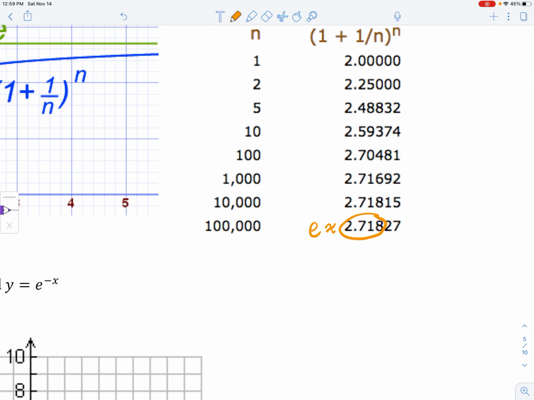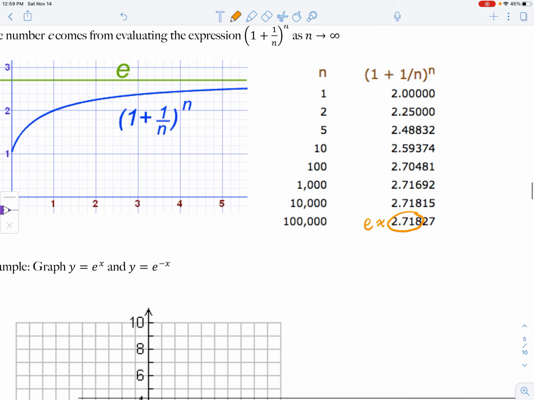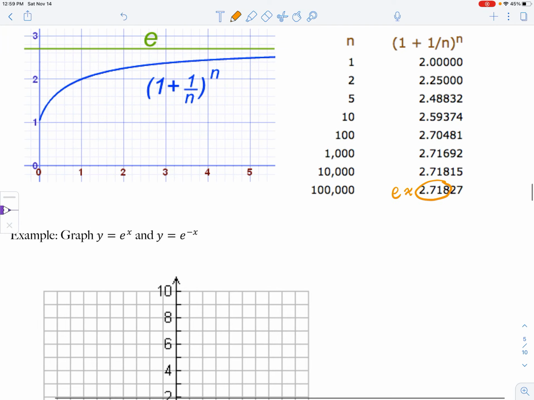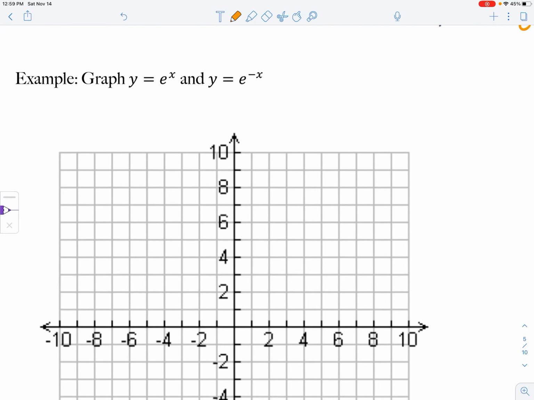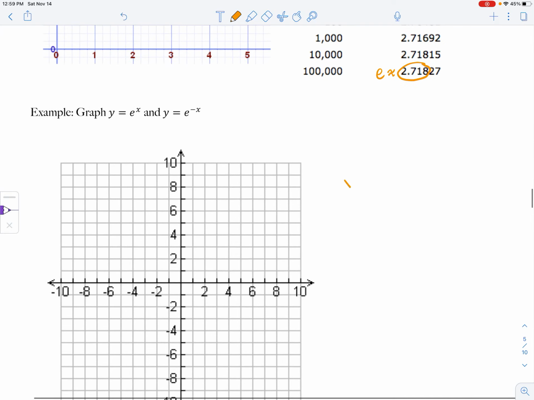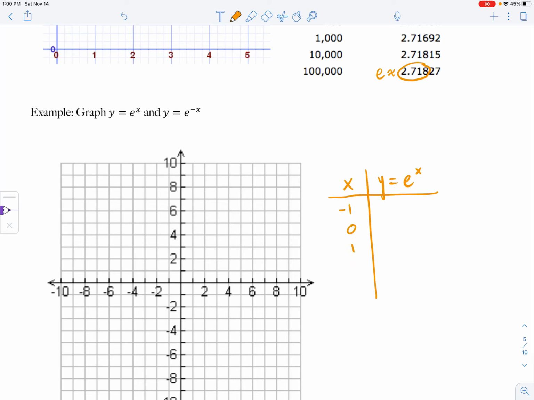You should know the approximation of e is approximately 2.718, although e has its own button on the calculator, which I'll show you, and we're going to want to use that. But just to help us with graphing points, e is approximately 2.718. Okay, and then if we are graphing y equals e to the x, let's graph that first, and then e to the negative x will just be a horizontal reflection. So let's make a table of values to graph y equals e to the x.